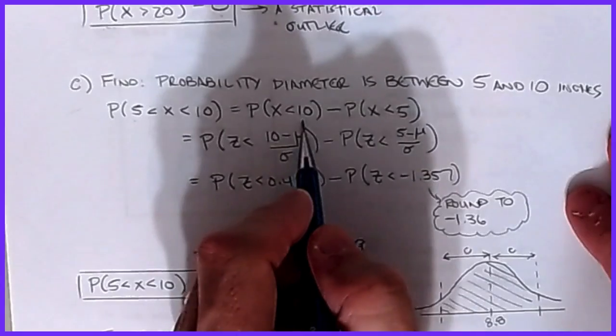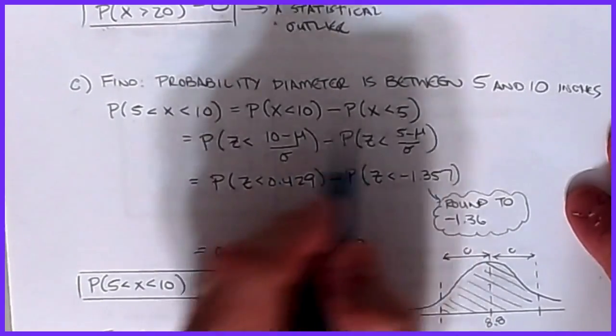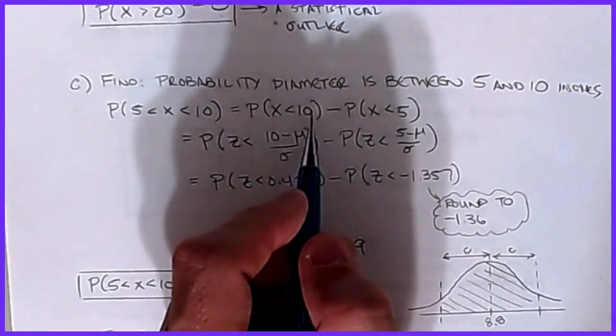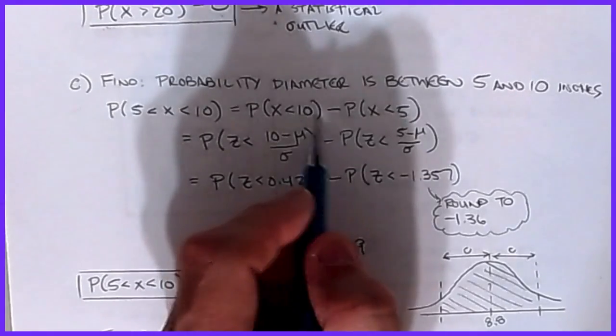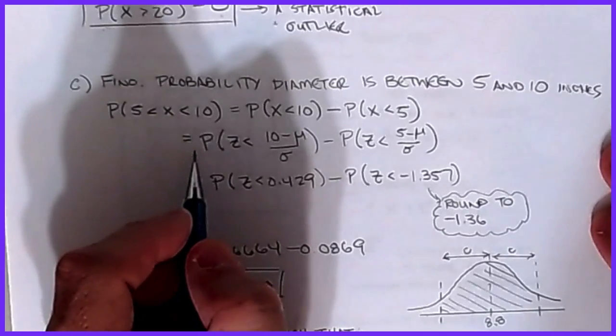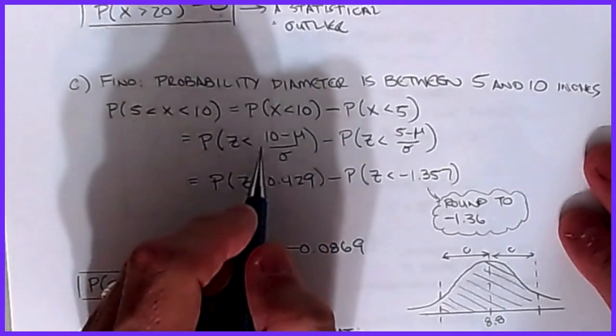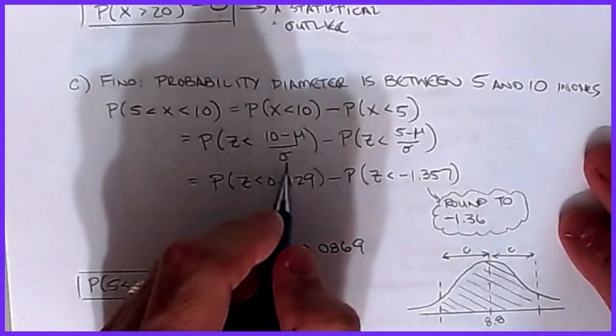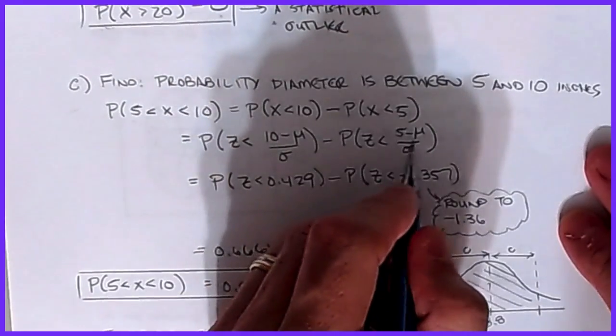So probability of x less than 10 minus probability of x less than 5. Again, if you don't understand this, go back to the previous video on continuous distributions, and we'll talk about where those areas are coming from. Okay, and so now we have the probability of z less than or equal to 10 minus mu over sigma, minus probability of z less than 5 minus mu over sigma.